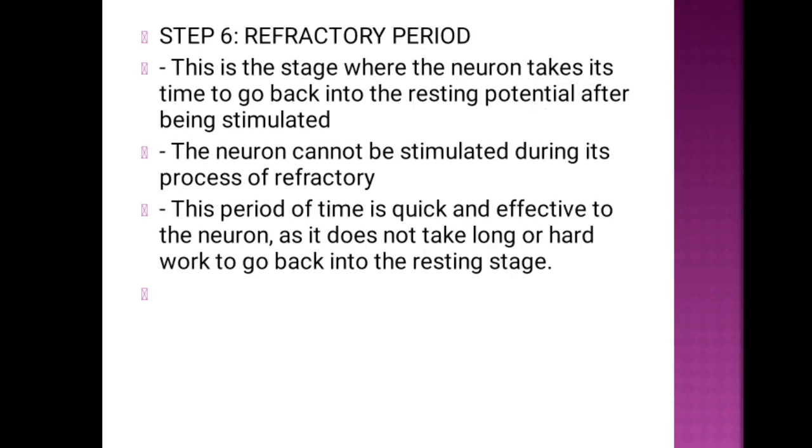Step 6 is the refractory period, and this is the stage where the neuron takes time to go back into the resting potential after being stimulated, and the neuron cannot be stimulated during this refractory process. The period of time is quick and effective for the neuron, as it does not take long or hard work to go back into the resting stage.